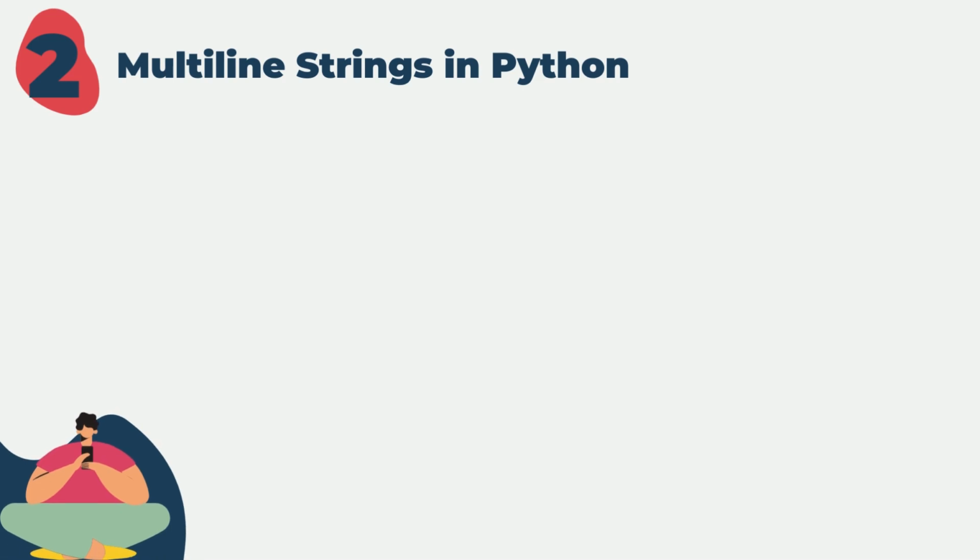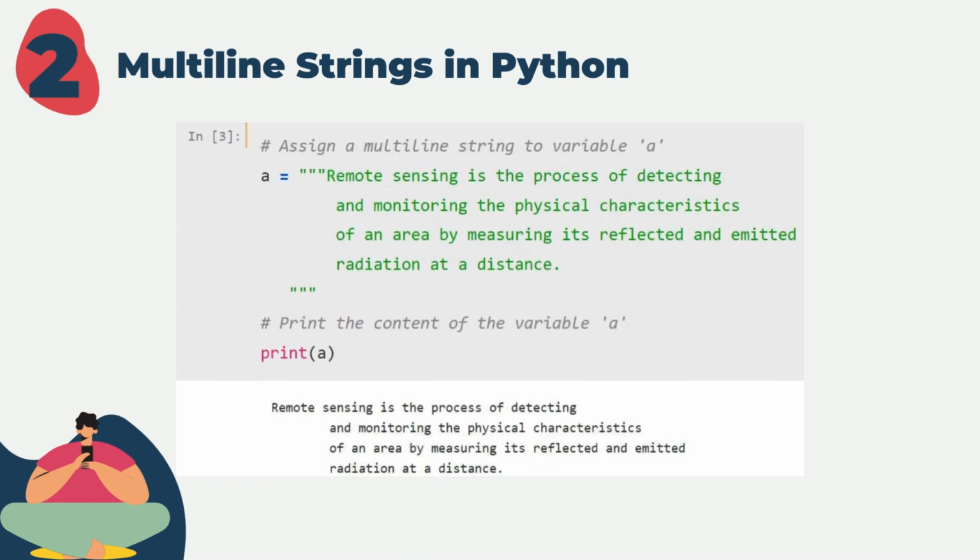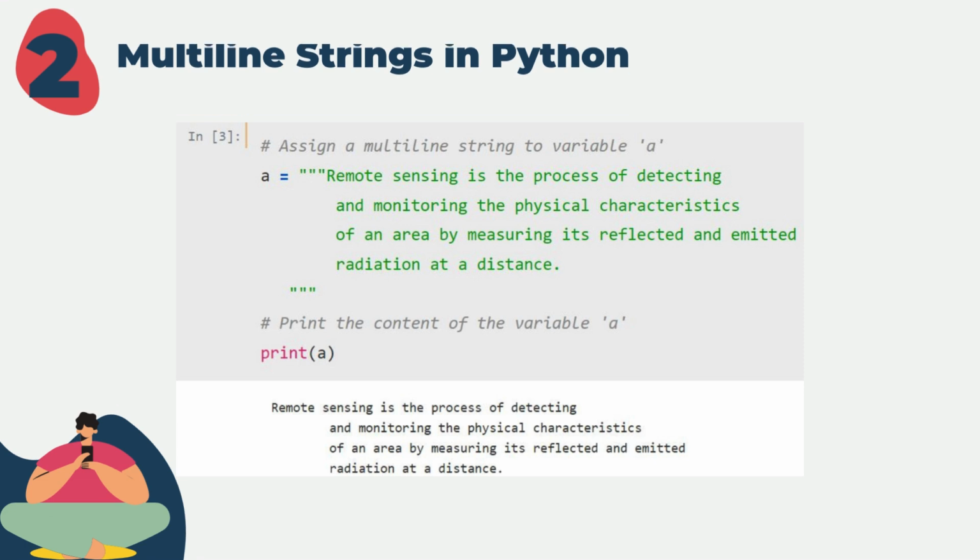In Python, you can assign a multi-line string to a variable by using three quotes. In this example, we assign a multi-line string to the variable a, and then the print function is used to display the content of this variable.